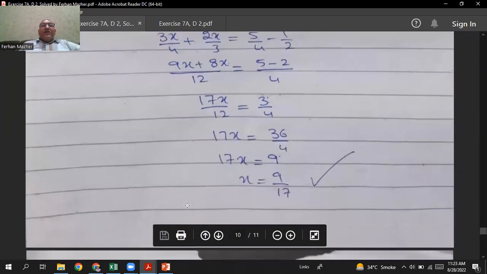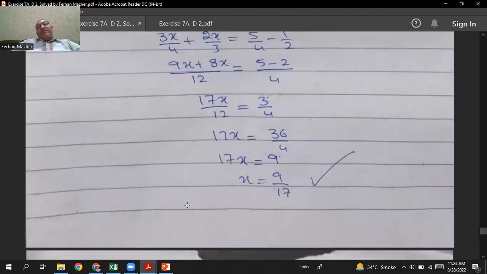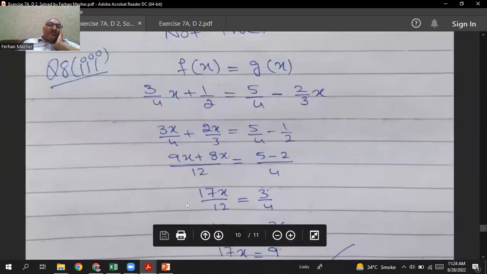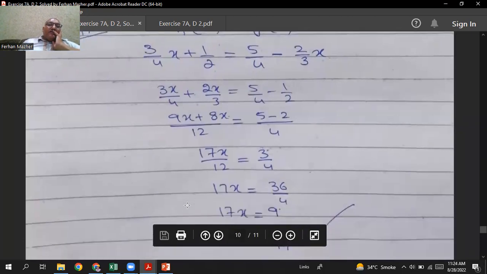And on the other side, you will have 3 by 4. So 17x will be equal to 36 by 4. So 17x will be equal to 9. So x will be equal to 9 by 17. So that's the value of x. So this is how you do this question.